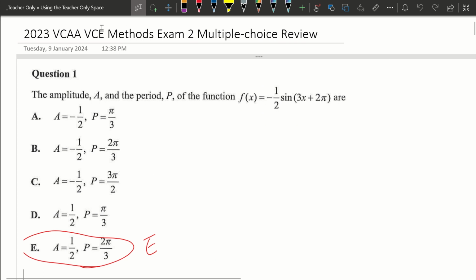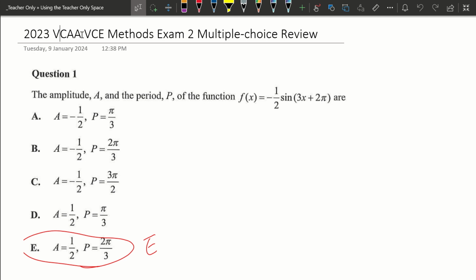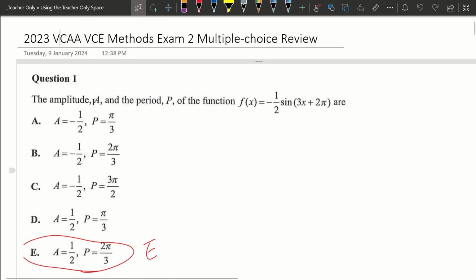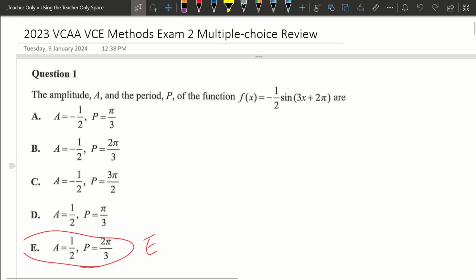Today I want to talk to you about the 2023 VCAA VCE Maths Methods Exam 2 multiple choice questions and my responses to them. So first question is asking for the amplitude and period of a trigonometric function, specifically a sine function.